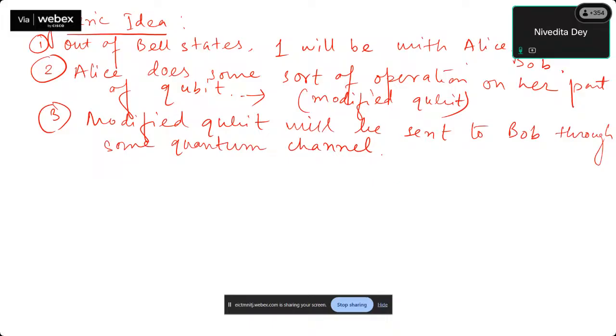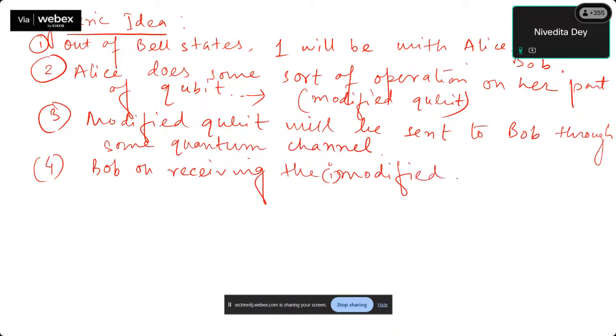Now Bob, on receiving the modified qubit from Alice, now has 2 sets of information. This is point number one that Bob has: the modified qubit from Alice. And second is what Bob originally has.